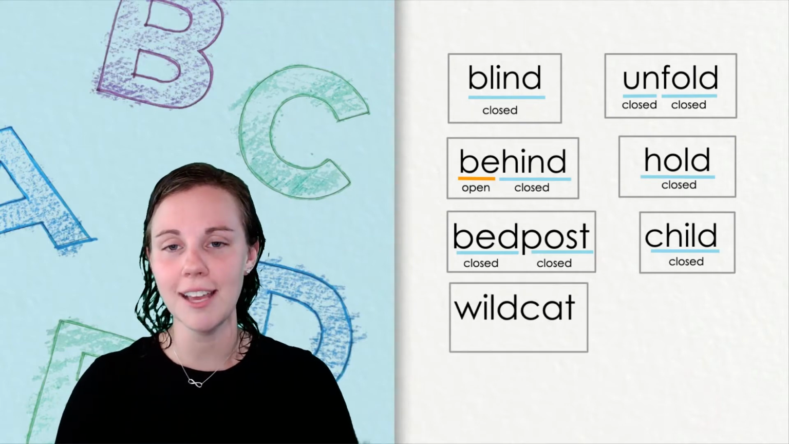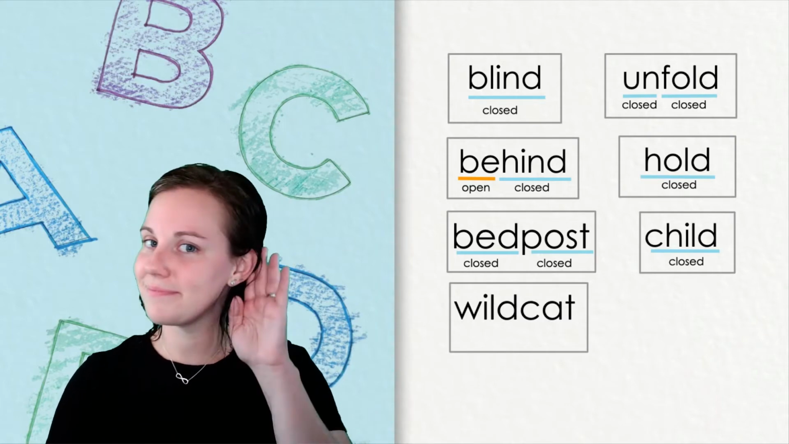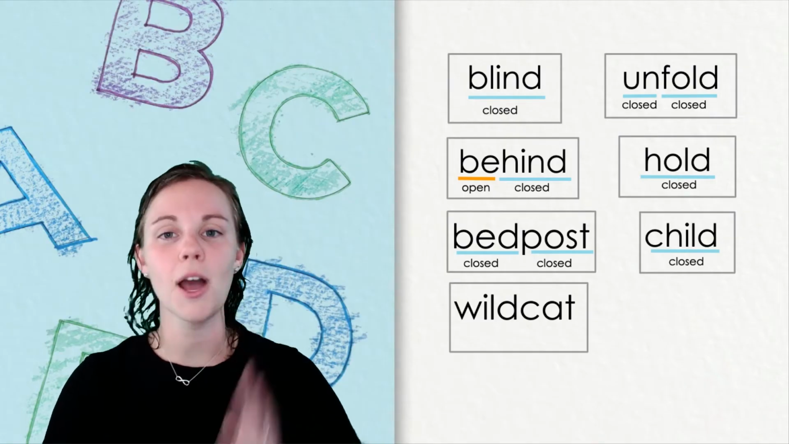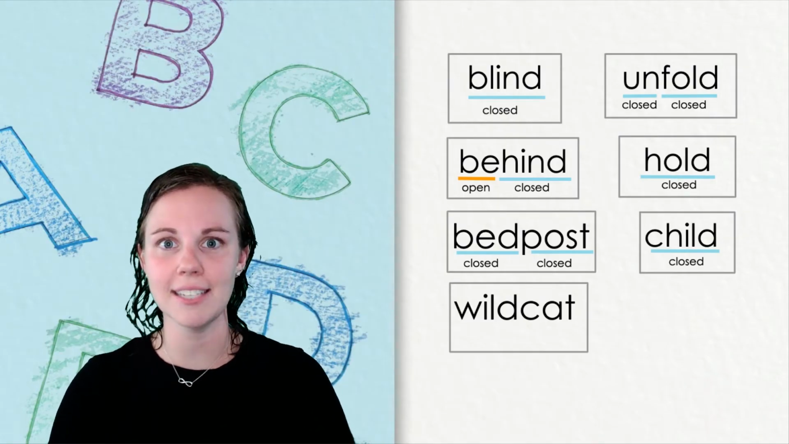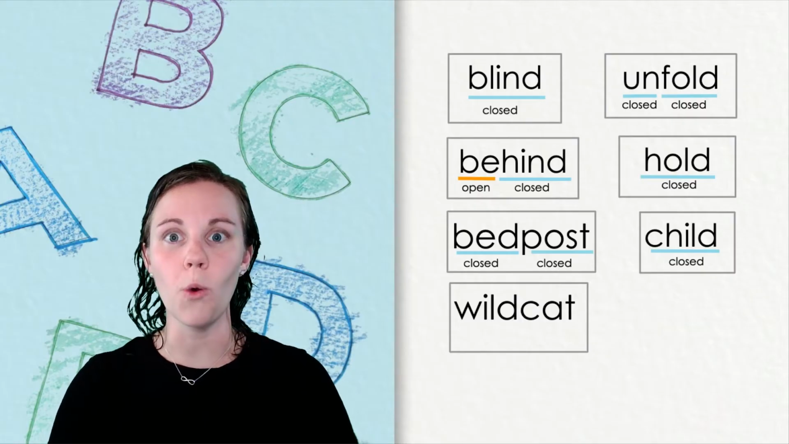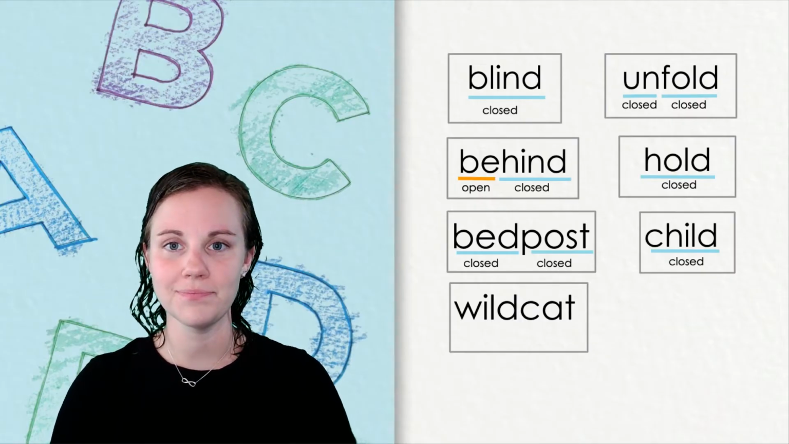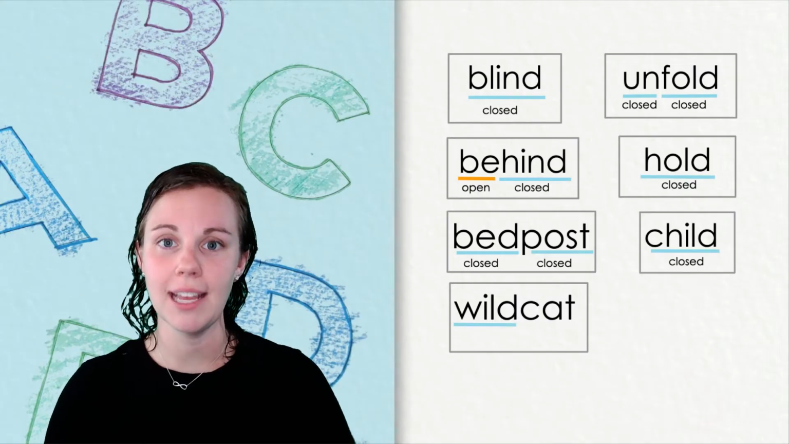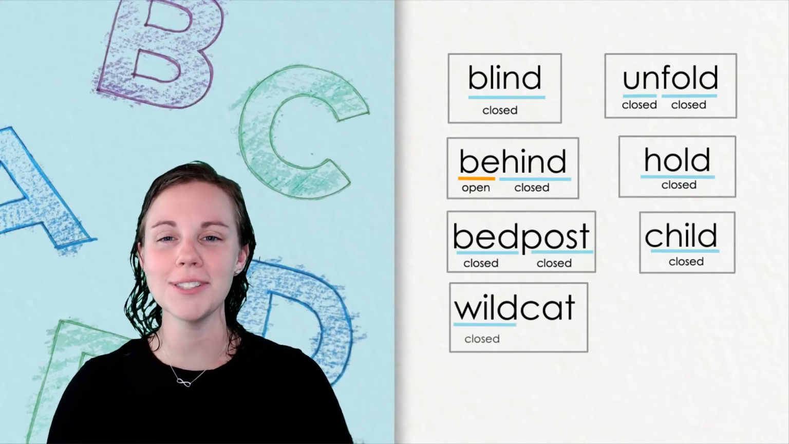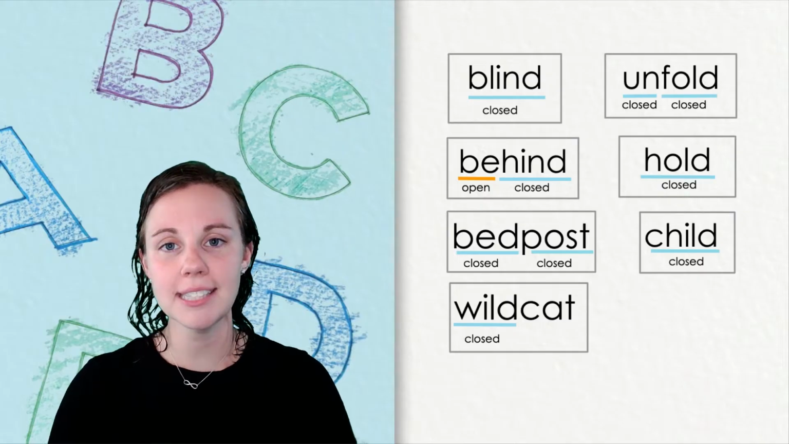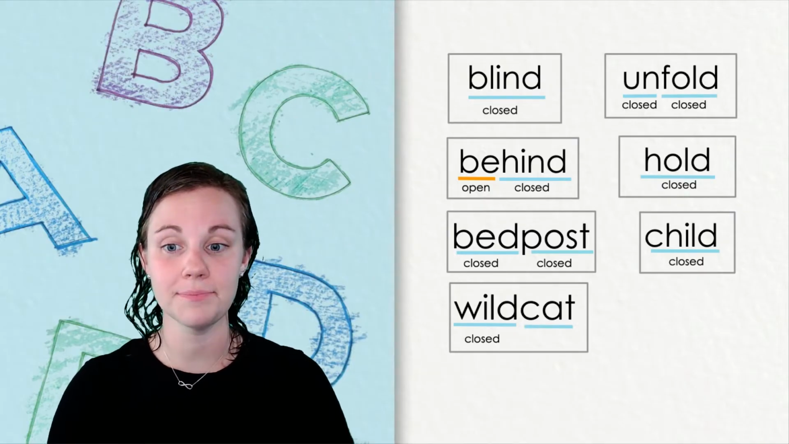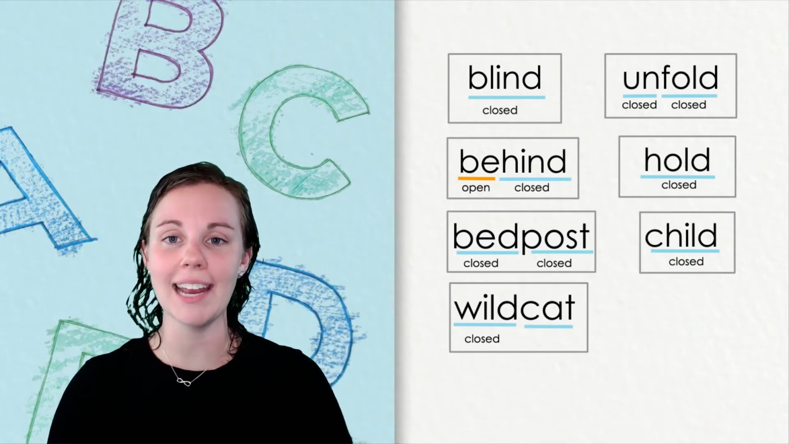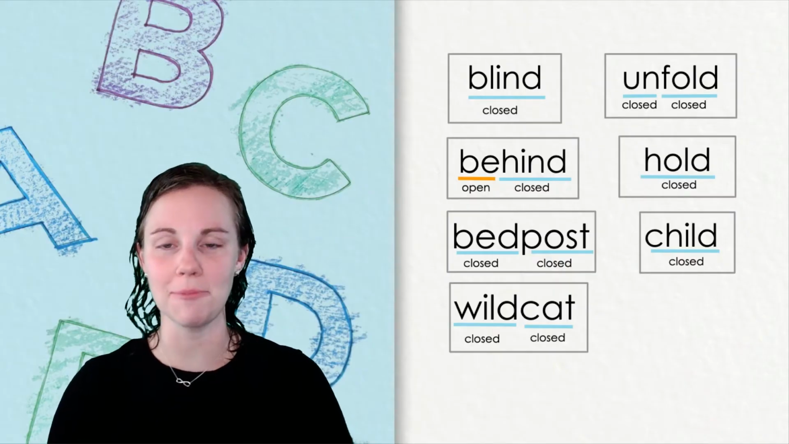Here's another one. What does it say? Wildcat. What do you hear in wild? Yes, it has our ild pattern. That's an exception to our closed syllable. How about our second syllable, cat? You've got it. It's closed. Great reading.